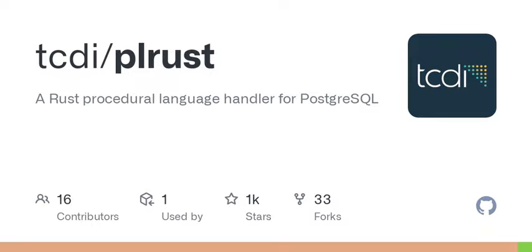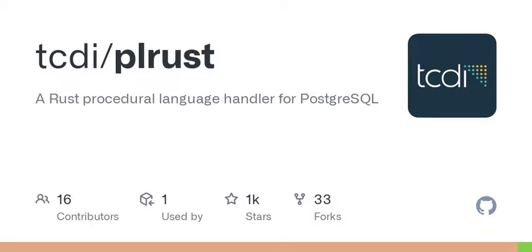Now let's pivot a bit to the potential implications of using plrust in production settings. This isn't just about tech for tech's sake. It's about real-world applications. Companies could potentially see performance improvements in database operations, leading to faster applications and better user experiences. A win-win in any scenario.